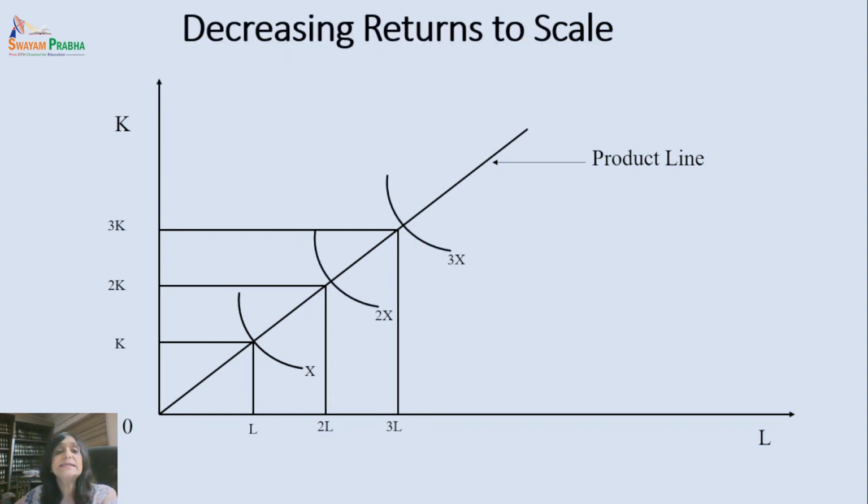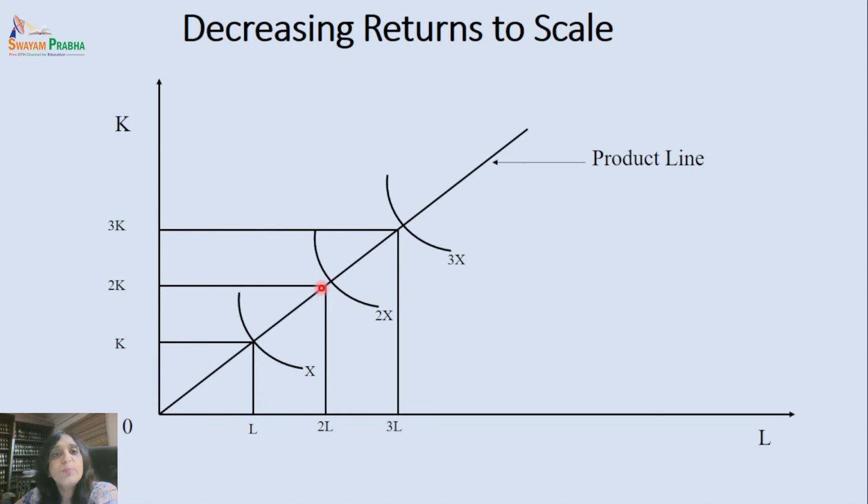Let us see decreasing returns to scale. What is happening here? You are initially at x. You double your inputs, labor and capital both. But where is the output? Output is below 2x. 2x represented double the amount of output, but we are producing at a lower than 2x output.